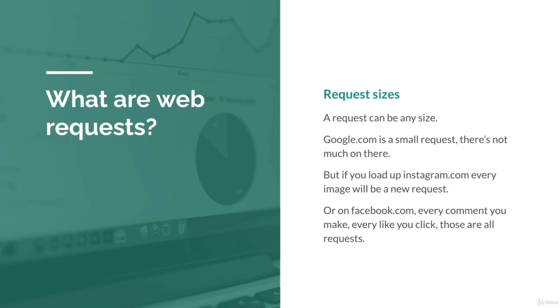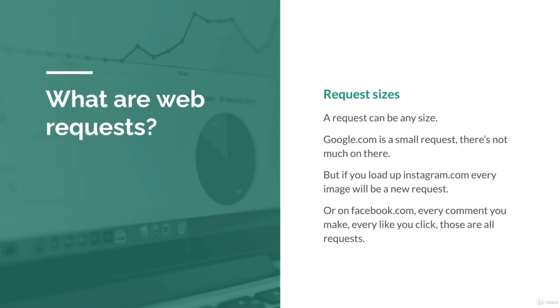Now, if you load up something like Instagram.com, every image will be a new request. So as you scroll through your Insta feed, it's going to load more and more images, and that's going to be a new request every single time. Or if you go on Facebook.com, every comment you make, every like that you click, those are all requests. It's a different type of request. And again, we'll get into that in just a little bit. But all of those are called requests.